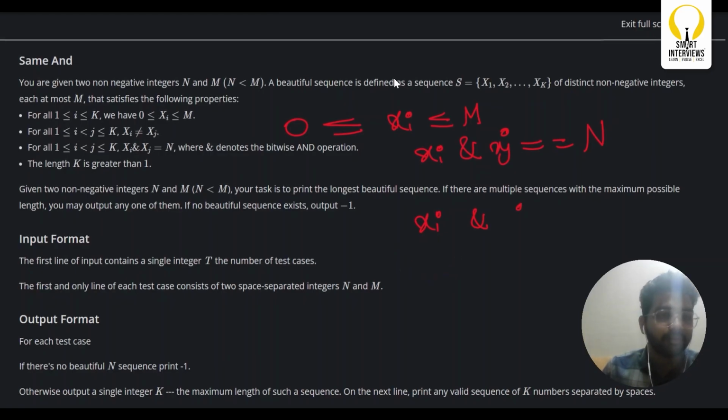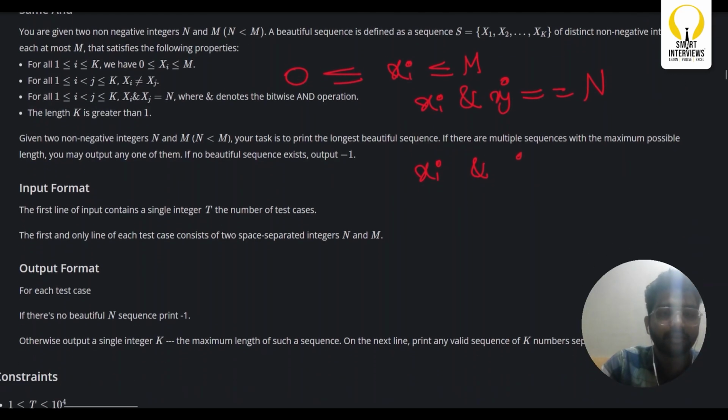And given the two non-negative numbers, print the longest beautiful sequence. If there are multiple sequences with the maximum possible length, you may output any one of them, right? If there are multiple, you can choose any one of them. And if there is no beautiful sequence, then print -1. That is the problem statement.